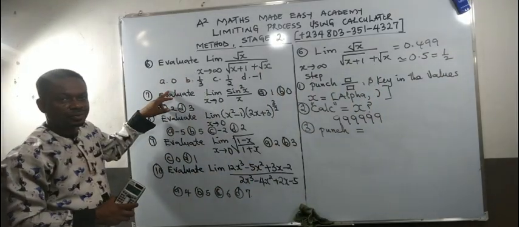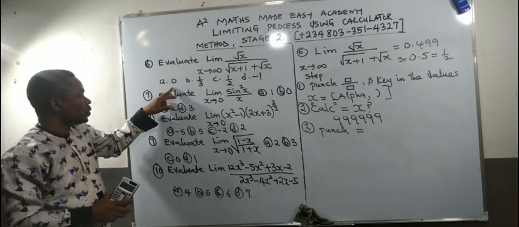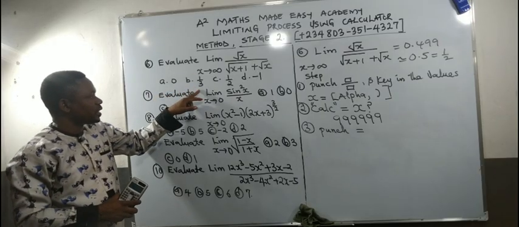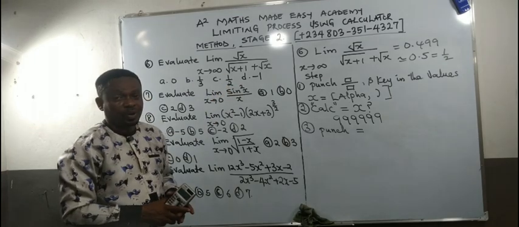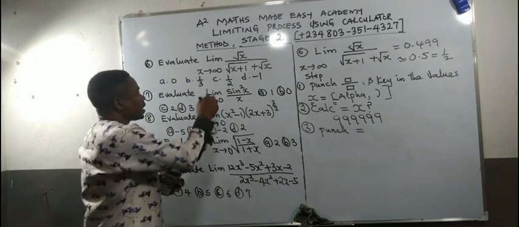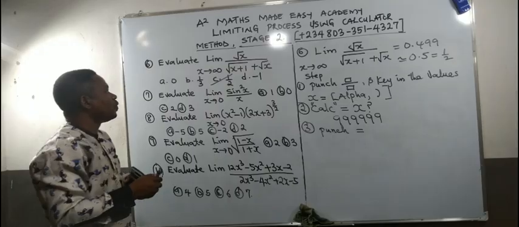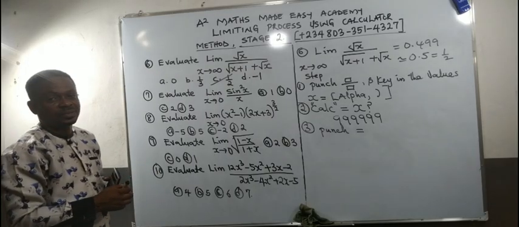Let's check the options. Option A says 0. No. Option B says 1 over 3. No. Option C says 1 over 2. I know that 1 over 2 is 0.5. So which means the correct answer is option C. I am done with the first question, number 6.